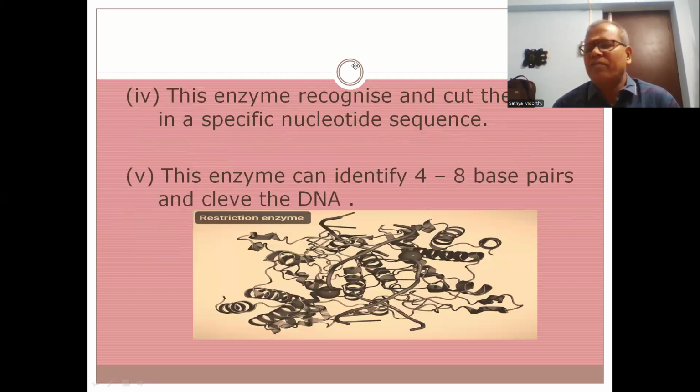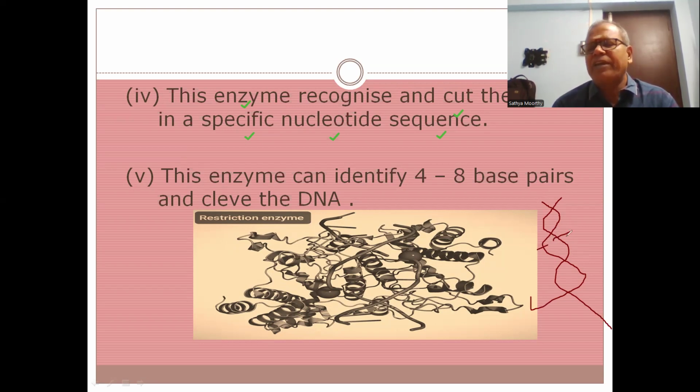What is the specialty of this enzyme? This enzyme recognizes and cuts the DNA in a specific nucleotide sequence. So a particular area, it has got the ability to cut. For example, if you take the endonucleases, see this is a DNA strand, DNA duplex. In this DNA duplex, a restriction endonuclease cuts the DNA in the middle.